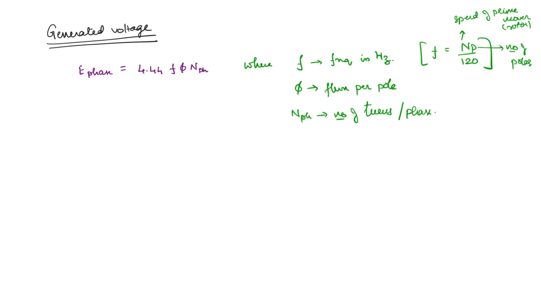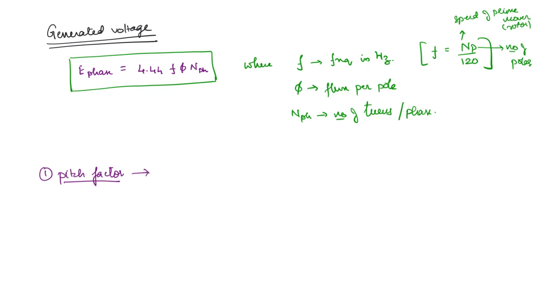So this is the general expression, but we have also discussed the pitch factor and the distribution factor. Because of that, there is going to be a change in the expression for generated voltage. So what is that change? First is the pitch factor. When you are using fractional pitch windings, then something called the pitch factor comes into the picture. We represent this as Kp. It is equal to 1 for full pitch windings, and it is less than 1 for fractional pitch windings.